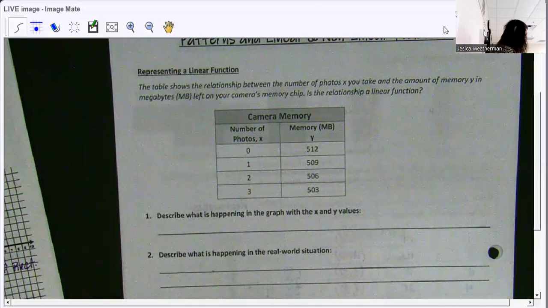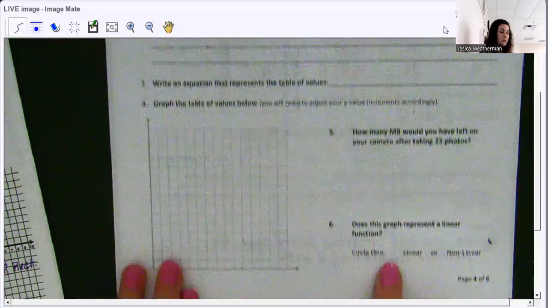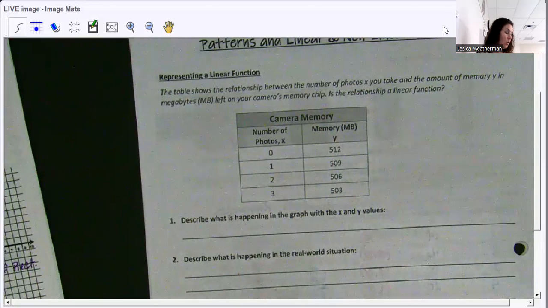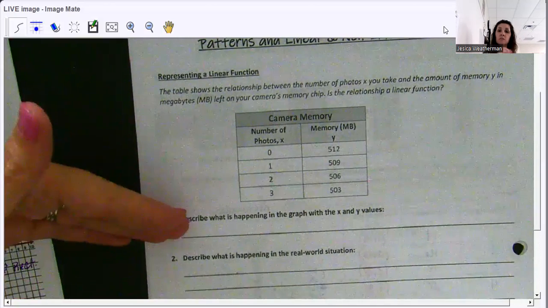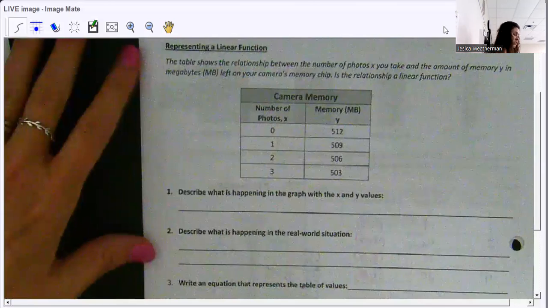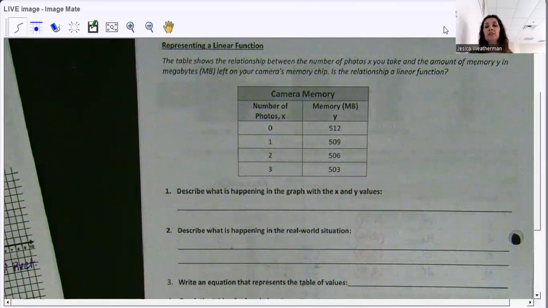The table shows the relationship between the number of photos X you take and the amount of memory in megabytes left on your camera's memory chip. Is the relationship a linear function? So we're going to answer that at the very bottom, whether it's linear or nonlinear, on number 6. So the first thing that I need you to do is analyze the table. What is going on? How is your X and your Y related? And I want you to describe what's happening in terms of X and Y, and then I want you to describe the real world situation. Okay, so that's what I want you to do first, and then we'll come back and check. So go ahead and try that on your own. Pause the video if you need to.